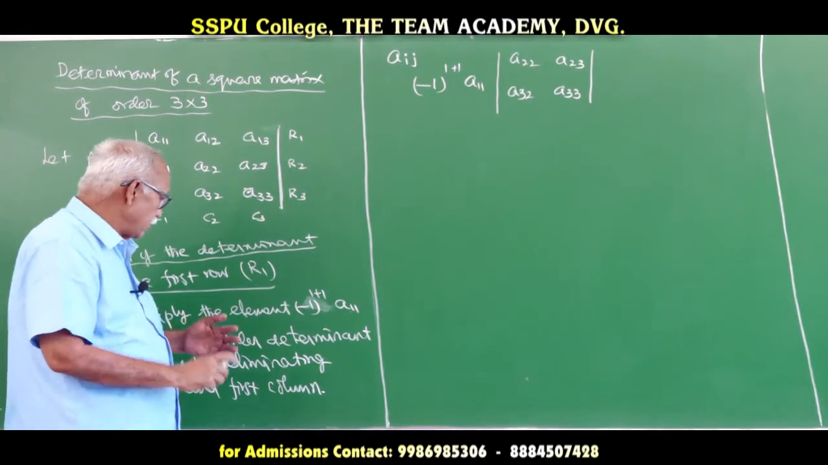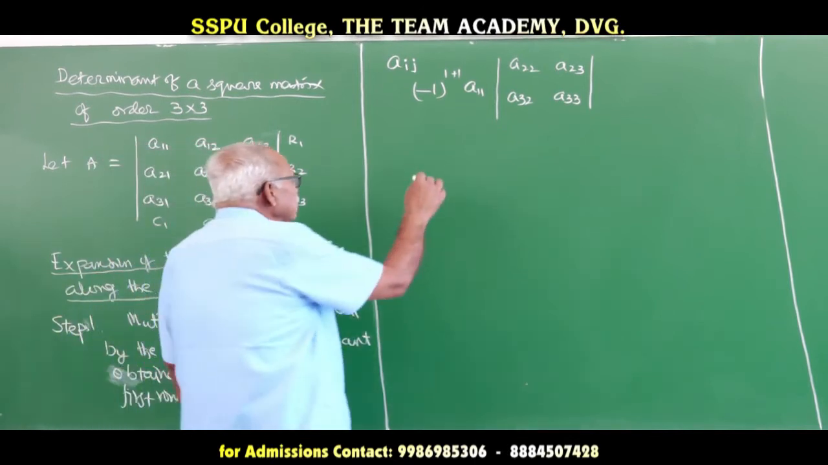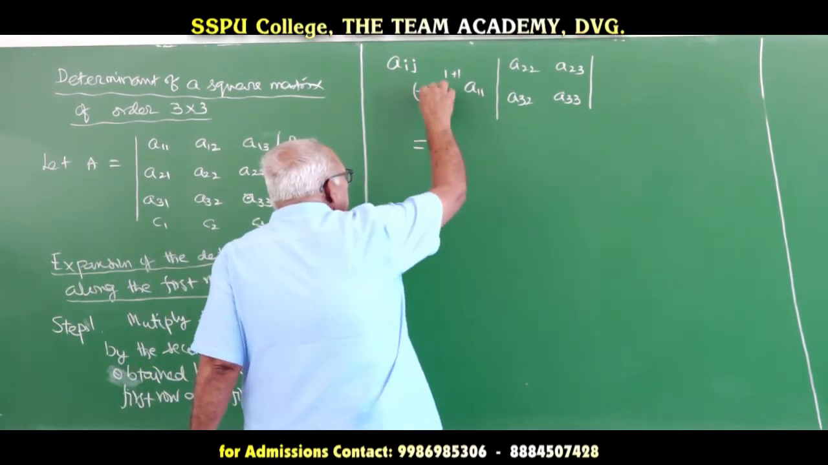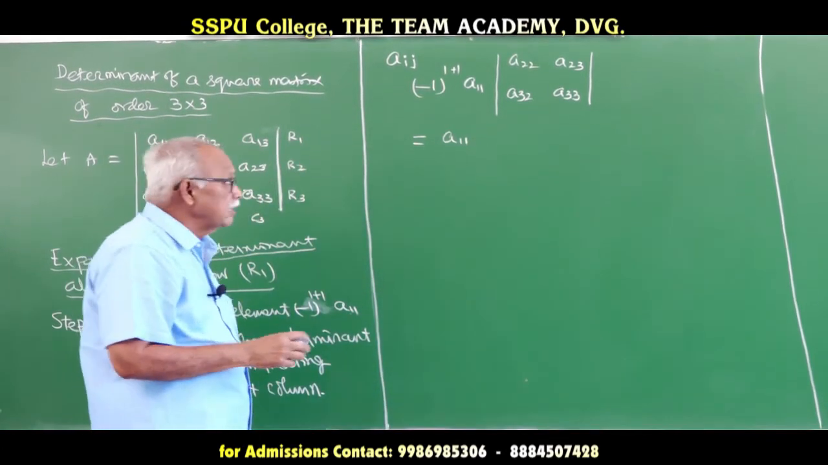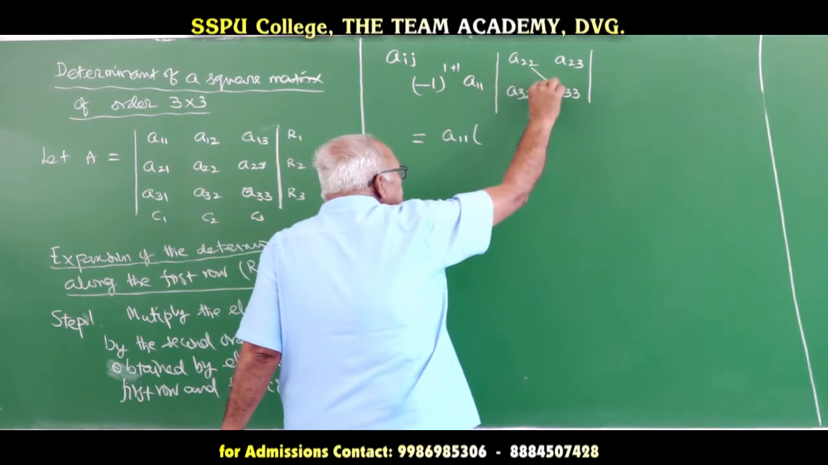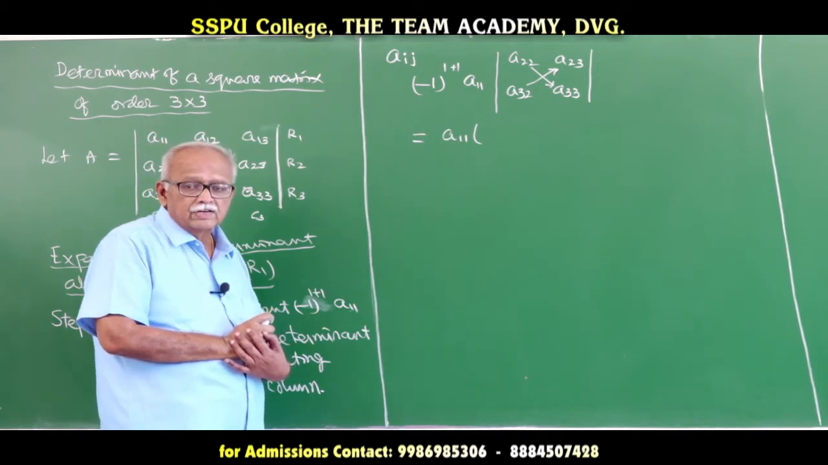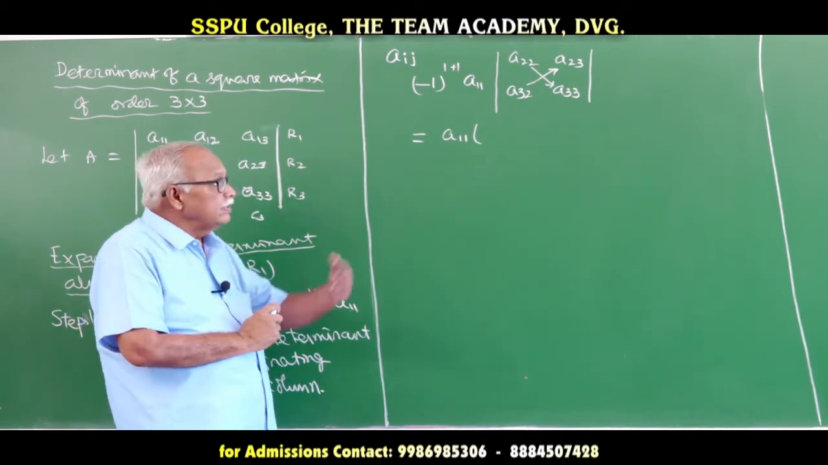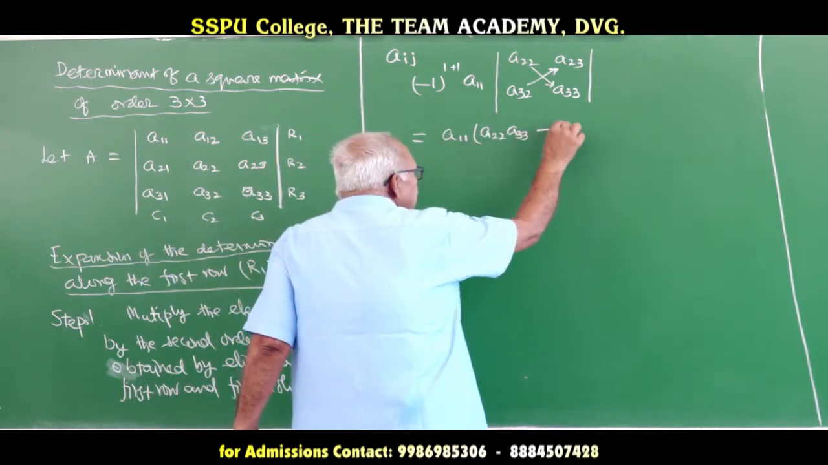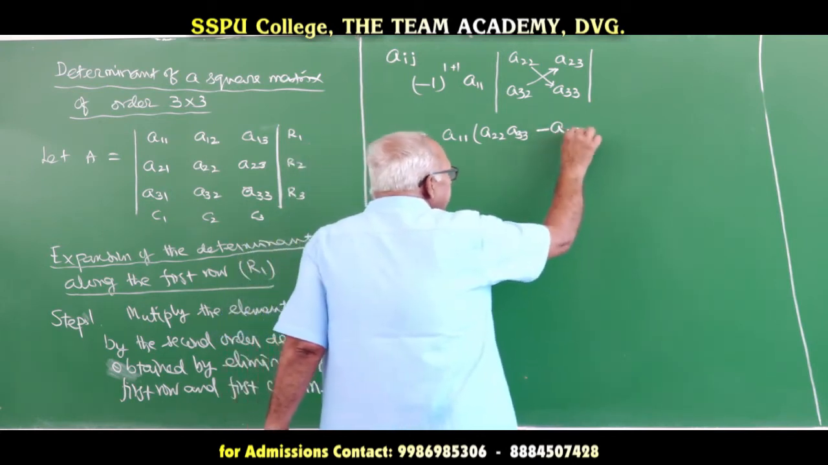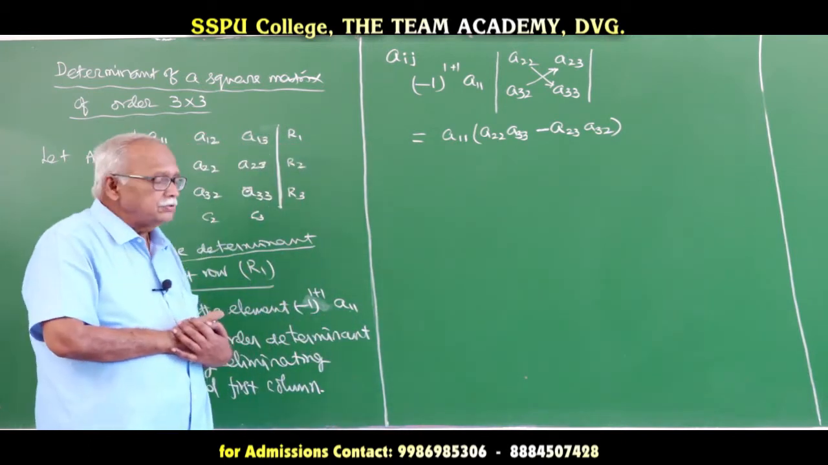Like that, we have to do it for the second element and third element. Then we have to add all those results. Now, (-1) squared gives plus 1, into the value of the second order determinant that we have done previously, that is A22 A33 minus A23 A32. So, this is the first element value.